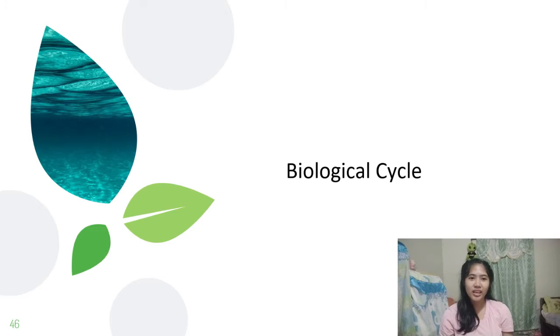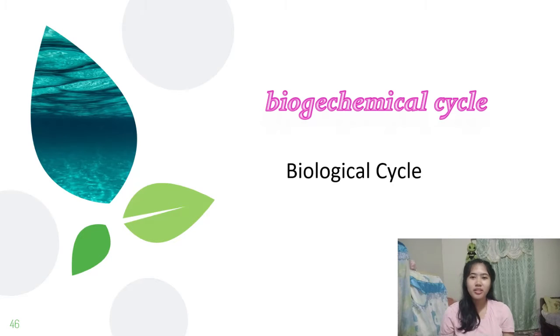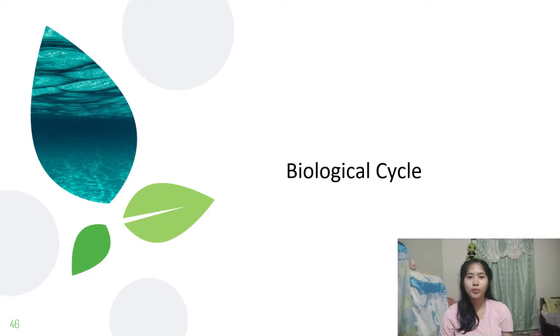Such natural cycles are called biogeochemical cycles. A biogeochemical cycle is a substance turnover, or cycling of substances, in a pathway by which a chemical substance moves through biotic, or the biosphere, and abiotic, which is the lithosphere, atmosphere, and hydrosphere components of Earth.